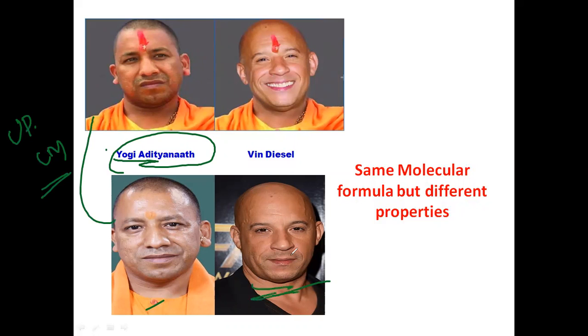And who is this other person? His name is Vin Diesel. I think you are familiar with him because he is an American, an English-language Hollywood actor, and his name is Vin Diesel. You can see him in films like Fast and Furious. I think most of the students have seen the Fast and Furious movies.